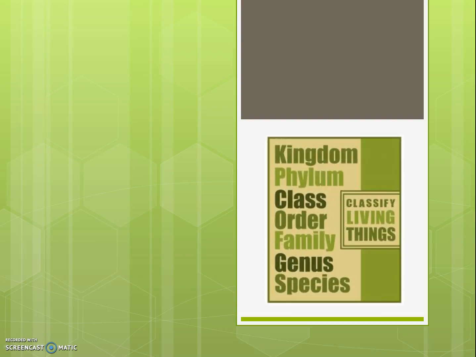Hello everyone. As you may recall from our last class, classification is the process of grouping things based on their similarities. We learned how this can be useful in our daily lives, and today we're going to explore why and how scientists classify living things. So, why do we classify organisms?